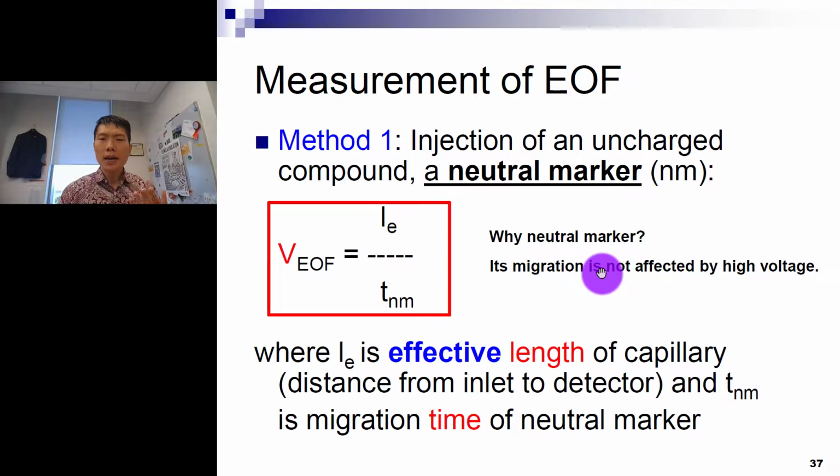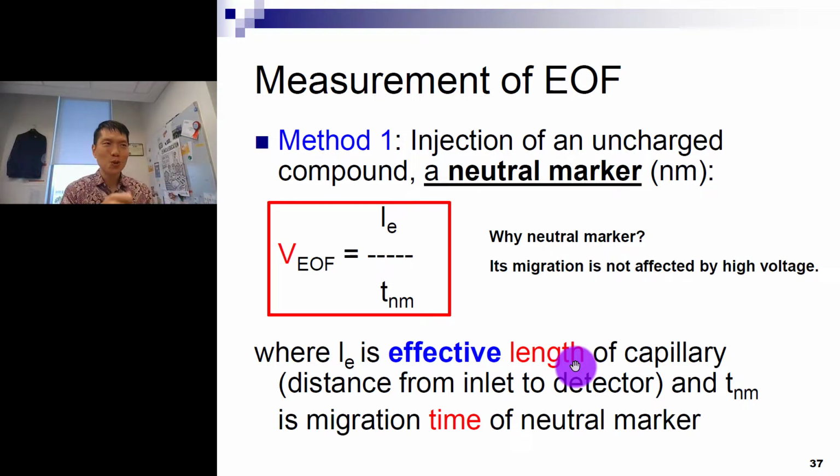So why a neutral marker, right? Why not charged? Because, right, when we change the voltage, it is not affected. Remember, if it's charged, then when you apply higher voltage, it will move faster. Migration time will change. But with a neutral marker, no matter how high or how low the voltage, it's always there because it's neutral, right? Just the mass effect. So we can see that, oh, if we increase the voltage, yes, the other signals become closer and faster to the marker, but then the marker doesn't move. So this Le is the effective length of the capillary, the distance from the inlet to the detector. So later on, I will bring you to the class, right?